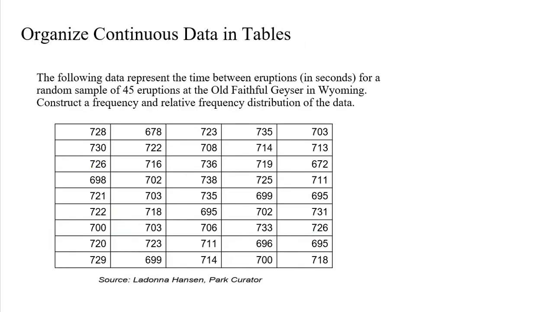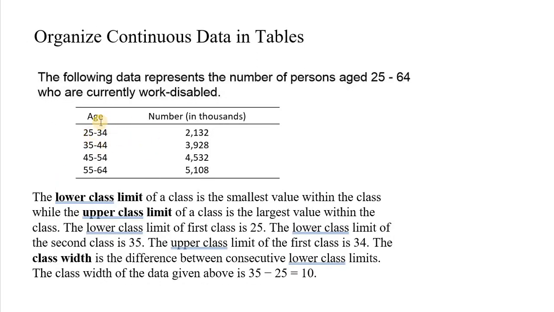Here's a mistake that many of the students make when I ask for the class width. They just subtract 34 minus 25, which is in this case going to be 9. So that is not accurate. We use two lower class limits or two upper class limits that are consecutive.